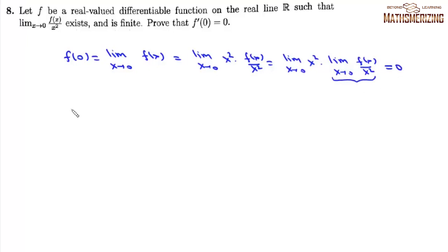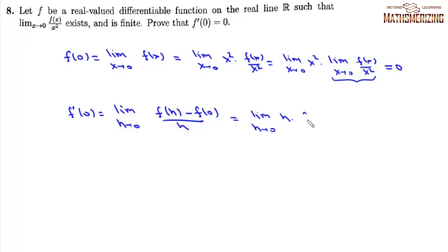Now if f(0) is 0, we can find f dash 0 as the limit h tends to 0 of f(h) minus f(0) upon h. Now f(0) is 0. So we can write this as limit h tends to 0 of h into f(h) upon h square. Now f(h) upon h square is finite and h is 0.